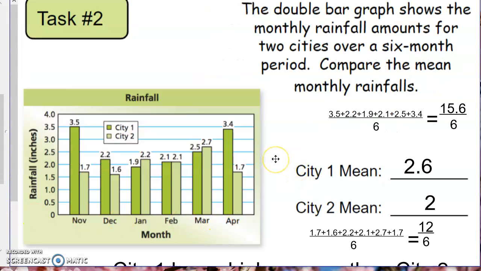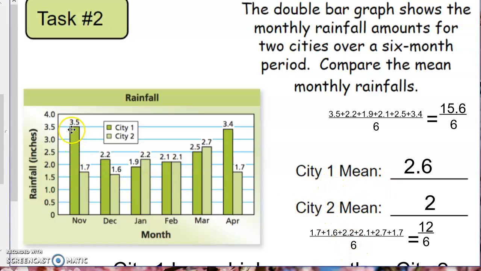Task number 2 is looking at a double bar graph, and it shows the monthly rainfall amounts for 2 cities over a 6-month period. Compare the mean monthly rainfalls. So looking at this double bar graph, you can see that this is city 1. It's kind of that yucky green color for each of those months. And then we have another color for city 2 for each of these months. So I want to find the mean for city 1, then find the mean for city 2.